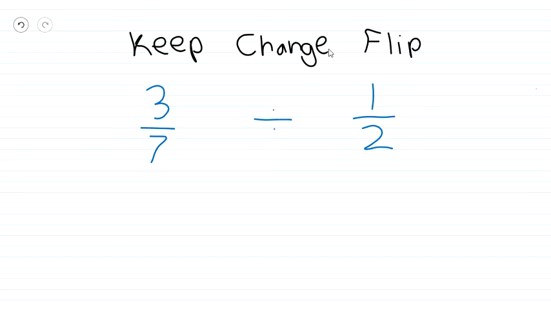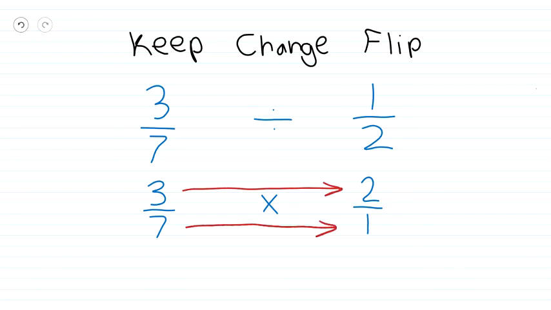So the first thing we have to do, we have to keep 3/7 the same. Then we have to change our operation from division to multiplication. Then we have to flip our second fraction, which is a half. We have to flip it, and it will become 2/1. Then from here, you can multiply straight across in order to figure out the answer.